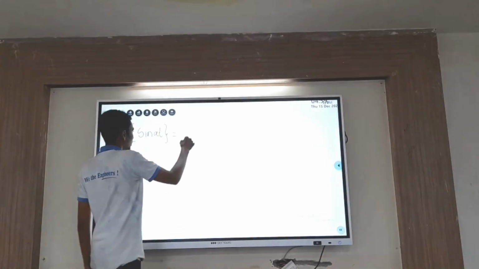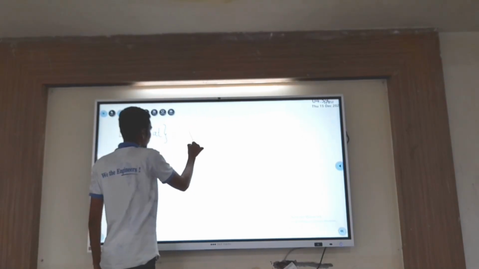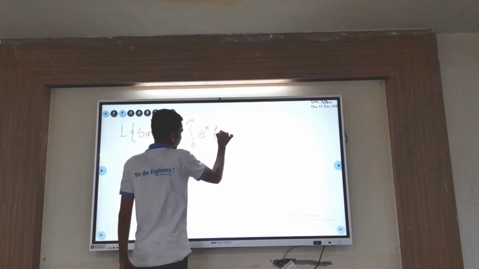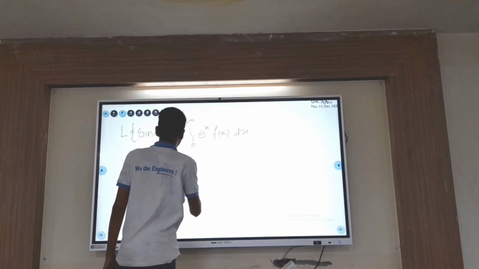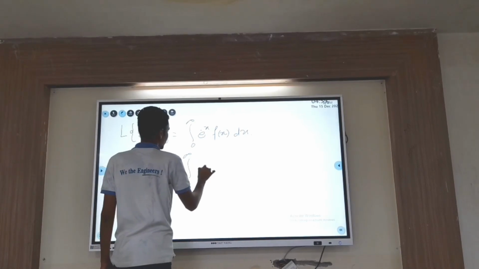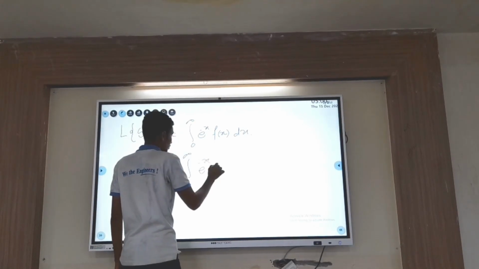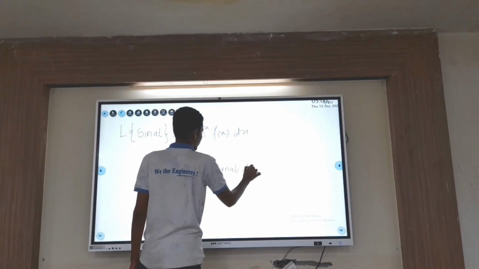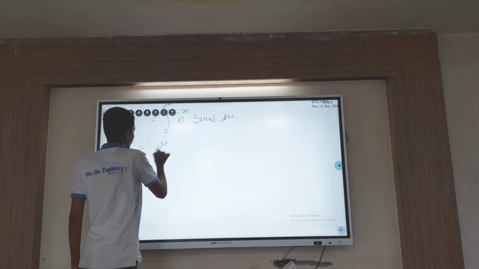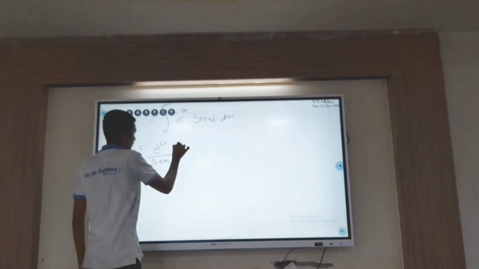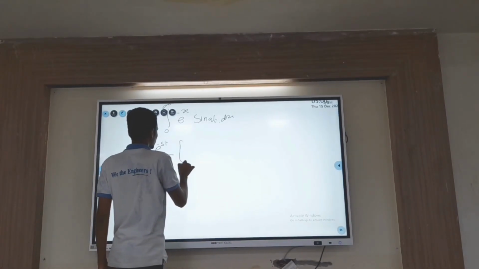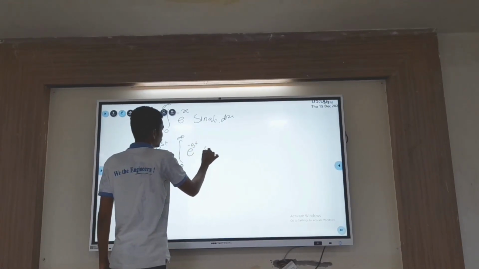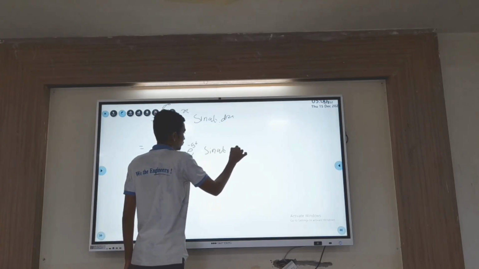Today we take one example of a Laplace transform. So first we apply the linear property, e raised to minus st into f of t dt. So here, 0 to infinity e raised to minus st into f of t, which is sin at, into dt. So e raised to minus (s plus a) upon s plus a in 0 to infinity e raised to minus st into sin at into dt.